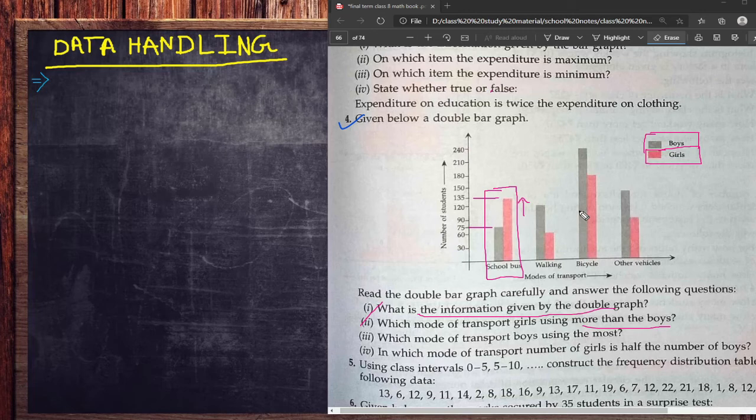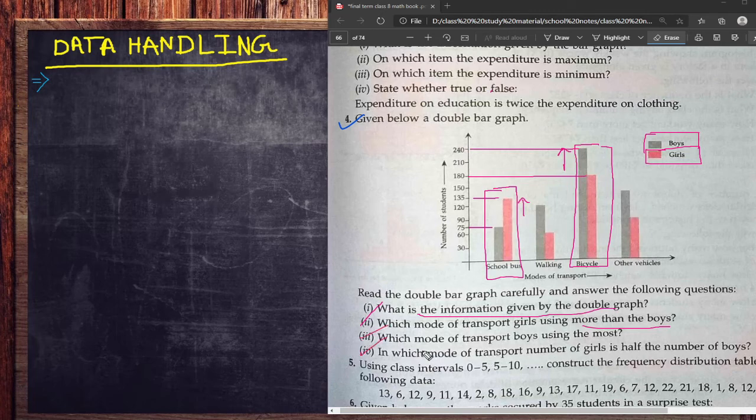Okay, so coming to number 3, which mode of transport do boys use most? Now a completely reverse question. Obviously this one is used by the boys mostly, because as you can see over here, approximately 240 boys are coming with their bicycle, whereas if you compare with the value, approximately 180 girls are coming with their bicycle. So obviously the boys' values are larger than the girls' in this case.